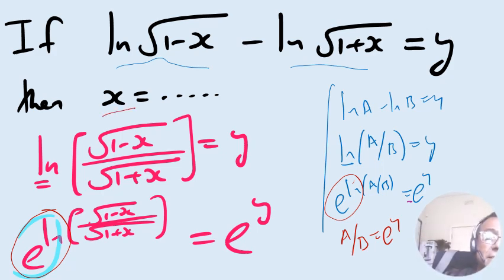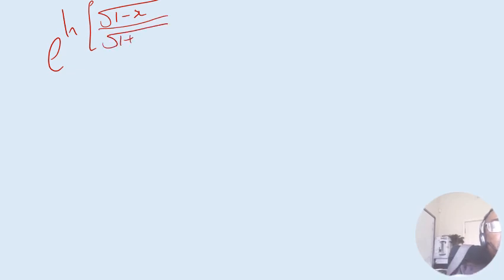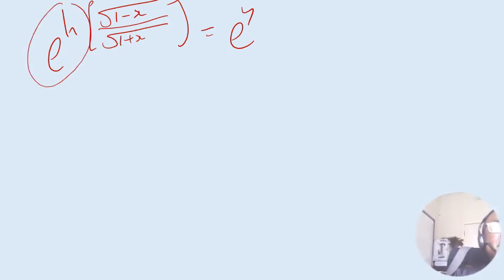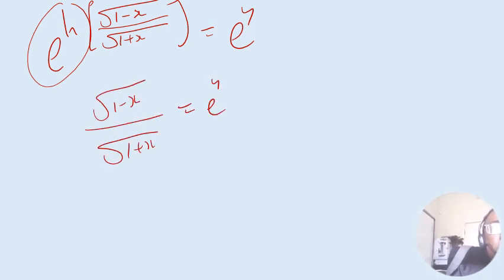Here. And so we move that. And if I remember, we had e to the ln of the root of 1 minus x all over the root of 1 plus x. Could be the other way around, it doesn't really matter, is equal to e to the y. Now you can't just drop the bases. It doesn't make sense. But we know that e meets ln, that goes away, so the root of 1 minus x all over the root of 1 plus x is equal to e to the y.